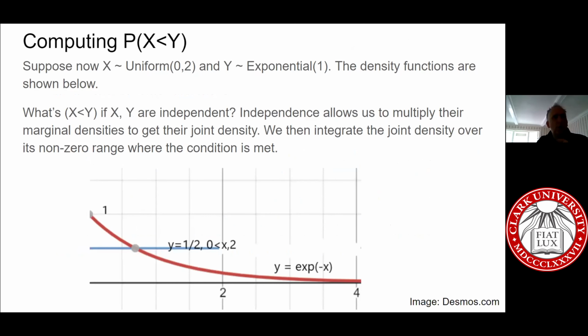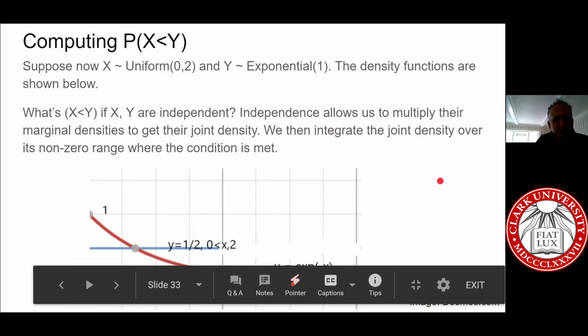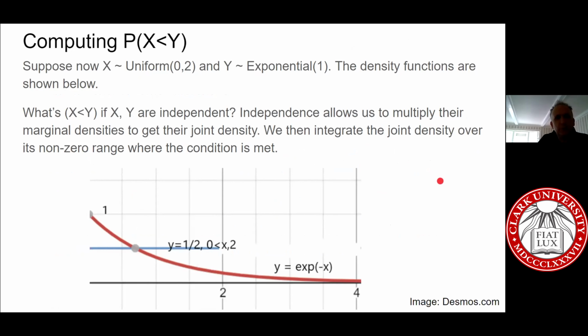I have one more. I think maybe we'll just do this one more. It'll just take a second. So say I have two random variables, one's uniform, the other's exponential. They both have a mean of 1. Here's a picture of their densities down here. And say I want to find the probability the uniform is less than the exponential.